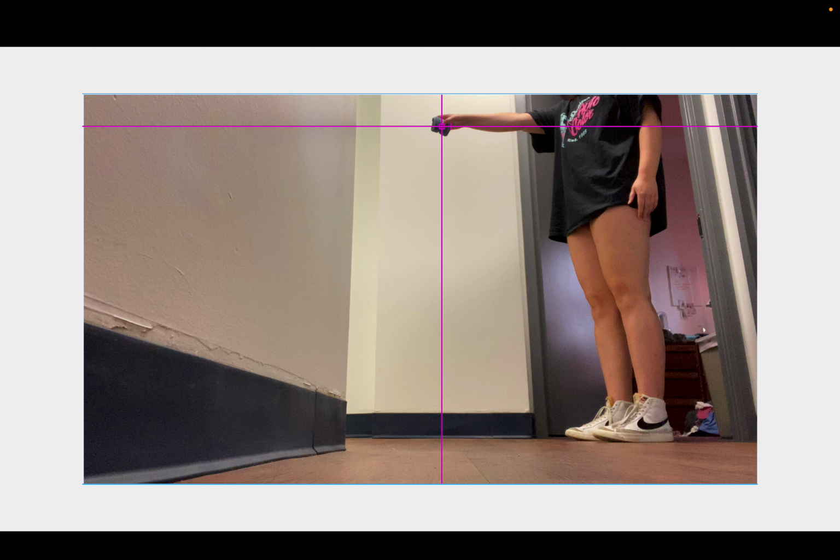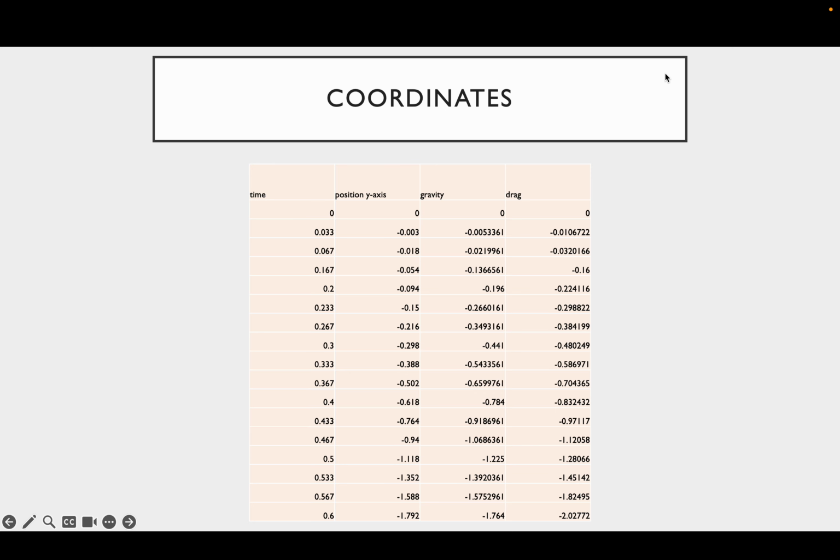And here's a picture of the setup. We have the origin set as centered as I could get it on the washcloth. Of course, that could lead to some potential errors in the future. And here are the coordinates that were recorded once I dropped the washcloth.